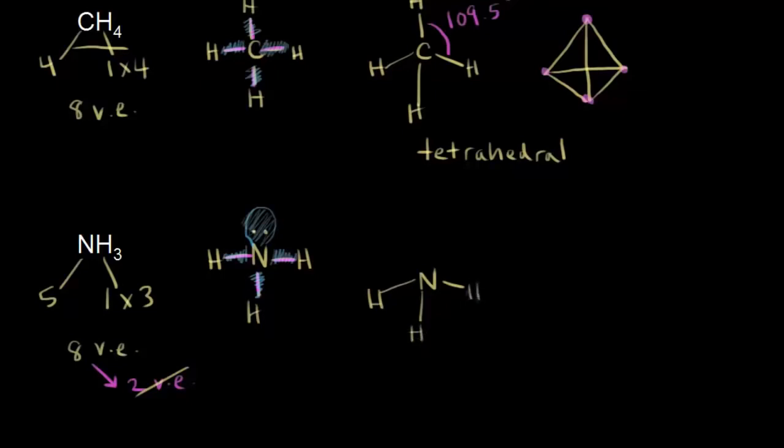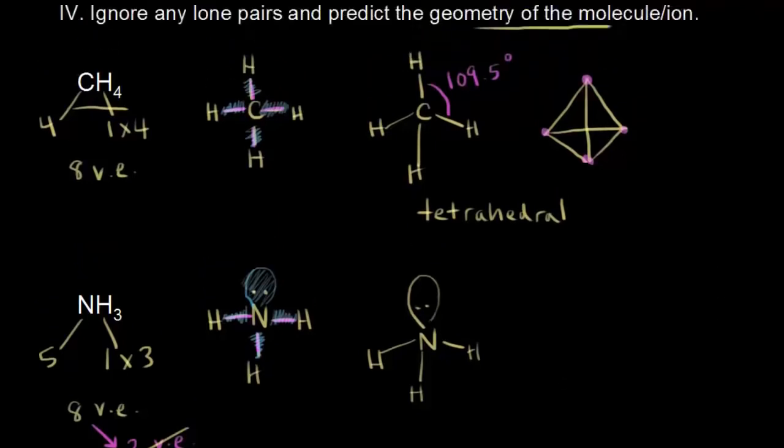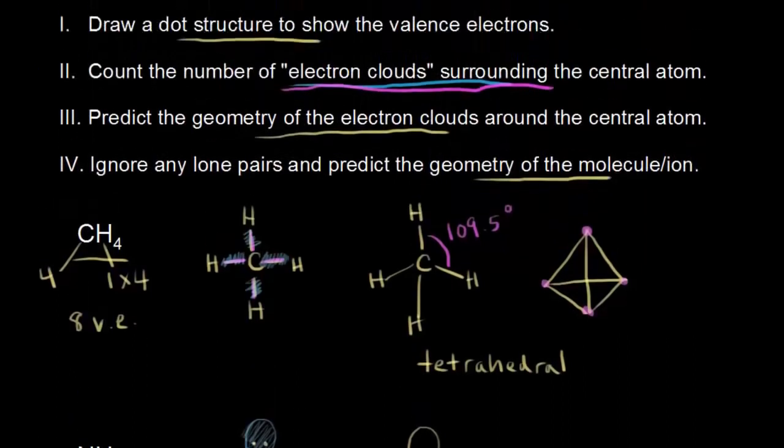And then we're going to go ahead and put our lone pair of electrons right up here. And so again, it's an attempt to show the electron clouds in a tetrahedral geometry. Let's go back up here and look at our steps again. In step 3, we predicted the geometry of the electron clouds is going to attempt to be in a tetrahedron shape around our central atom.